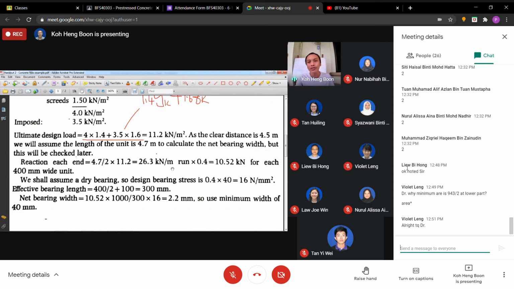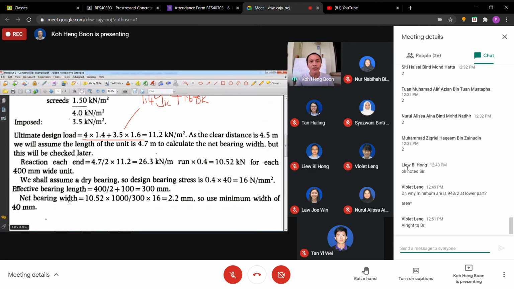Okay, if you want to use this one to design, you also can, but you are going to design based on a 1 meter run. You are going to design the reinforcement. After you get the reinforcement, it is not how many numbers you get per meter run, based on spacing. But if you base it on this value, based on 400 mm, the reinforcement you get is based on designing 10.52 kilonewton, so you get how many bars you distribute in a 400 mm wide unit only.